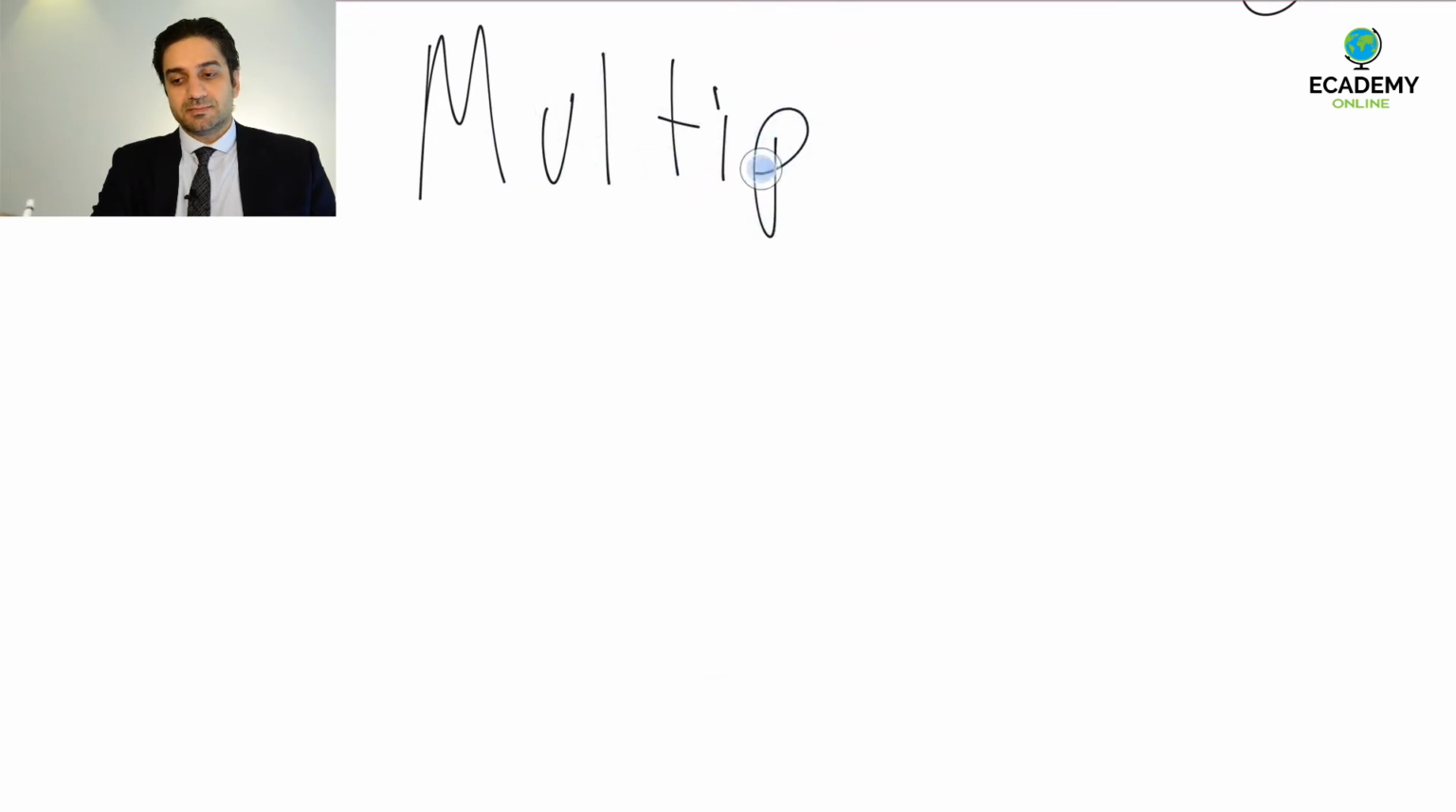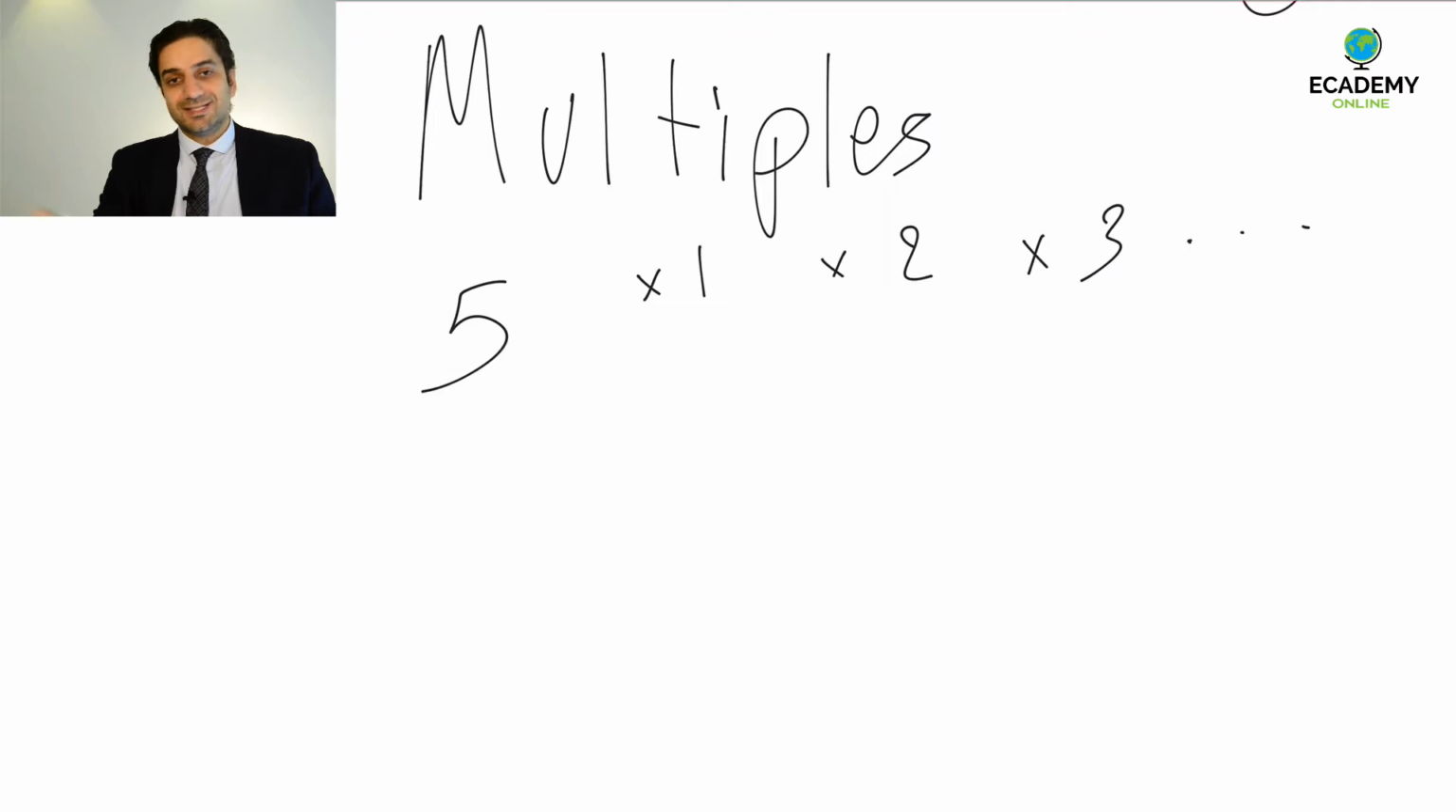In addition to prime numbers, I'm also going to talk about multiples. As the word suggests, multiples are a multiple, or if we start off with a number, let's say the number 5, multiples of 5 are 5 multiplied by 1, multiplied by 2, multiplied by 3, and so on. These are multiples. So 5 times 1 is 5, 5 times 2 is 10, 5 times 3 is 15, and so on. Of course, 0 is also a multiple because it's 5 times 0. We cannot forget the 0.